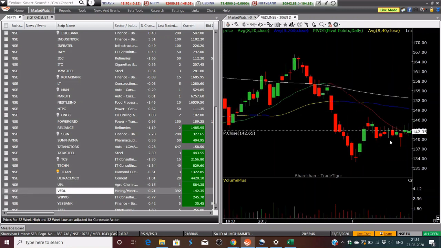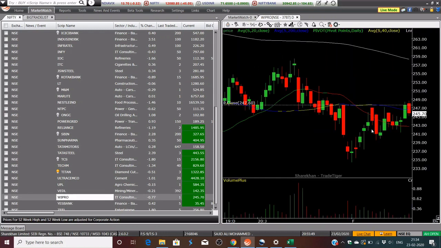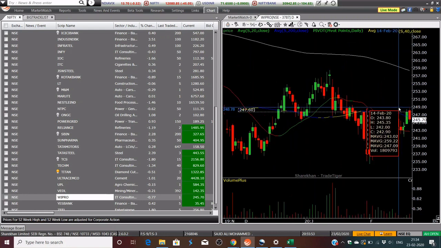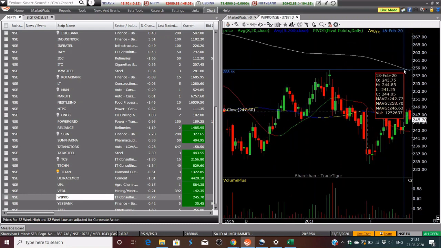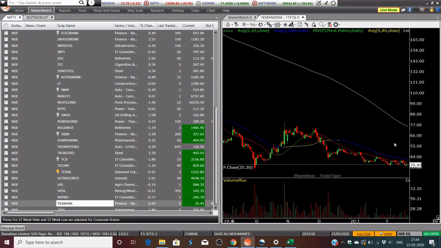VDL, avoid. Wipro, anything above this can be a good buy till this level. You have to watch for this. Yes Bank, I always say avoid.